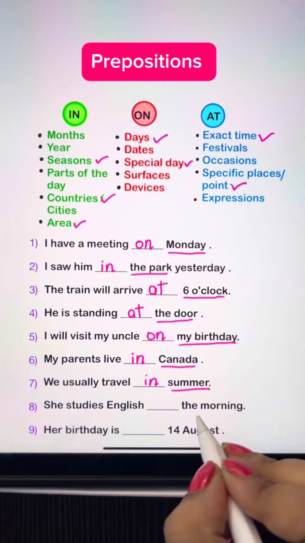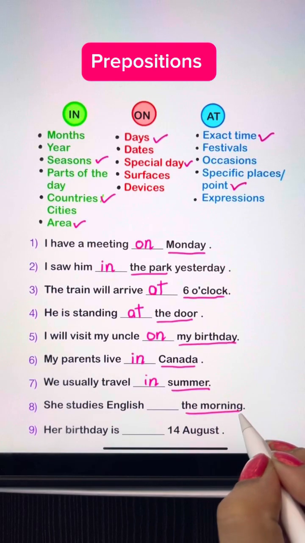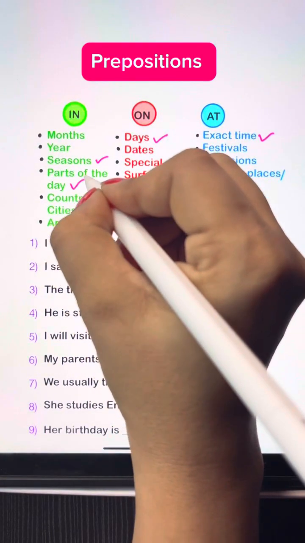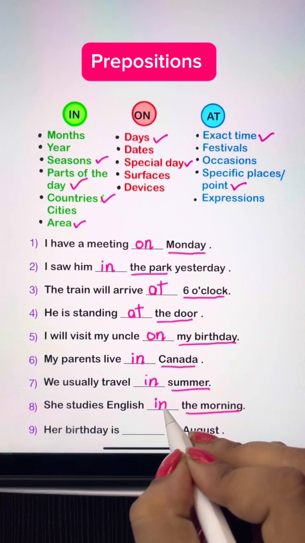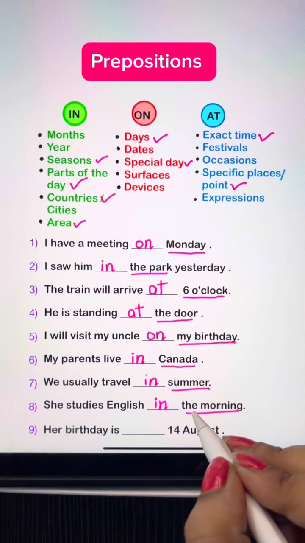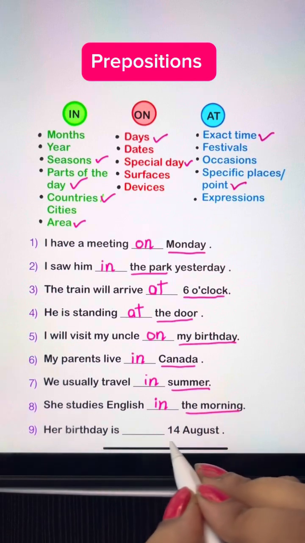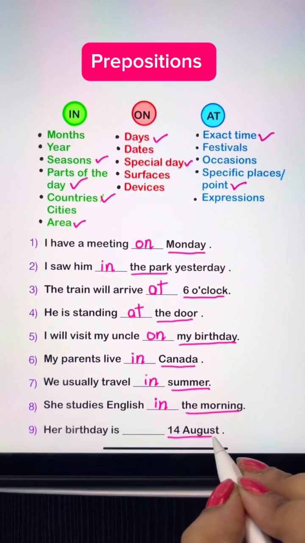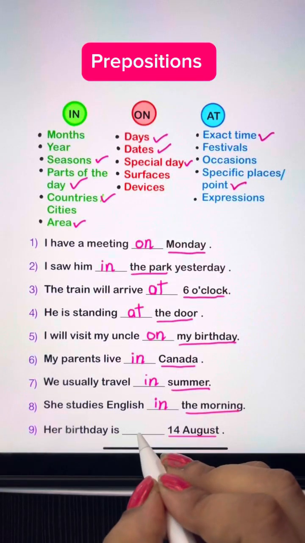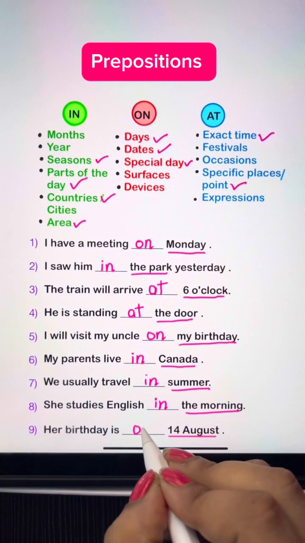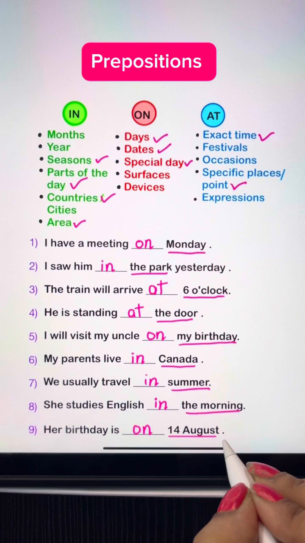Number 8, she studies English blank the morning. The morning is a part of the day. She studies English in the morning. Number 9, her birthday is blank 14 August. 14 August is a date, and for date we use on. Her birthday is on 14 August.